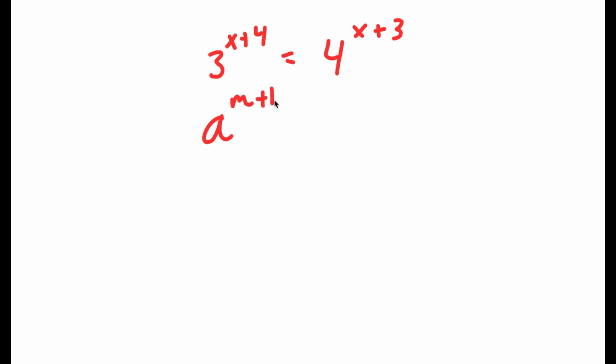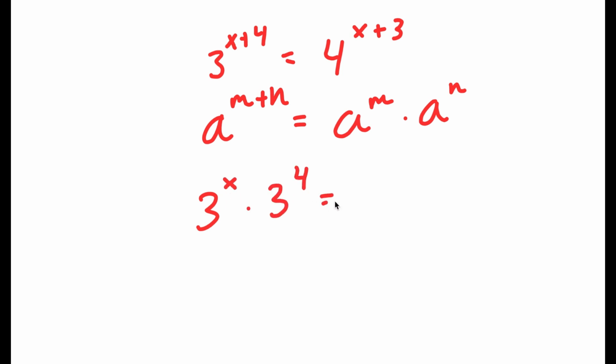All right, so in this problem, I have 3 to the power of x plus 4 is equal to 4 to the power of x plus 3. So now to solve this, I'm going to first start by using the property that states that if I have something in the form a to the power of m plus n, this is equal to a to the power of m times a to the power of n. So 3 to the power of x plus 4 is going to equal 3 to the power of x times 3 to the power of 4. And 4 to the power of x plus 3 is going to equal 4 to the power of x times 4 to the power of 3.